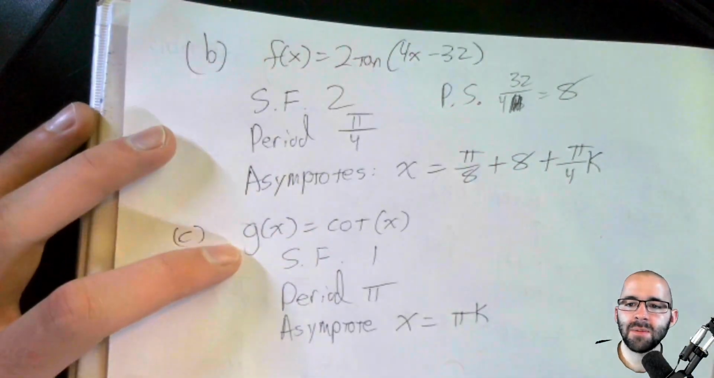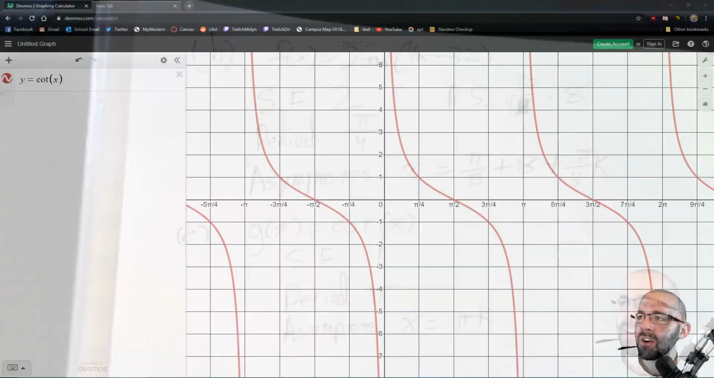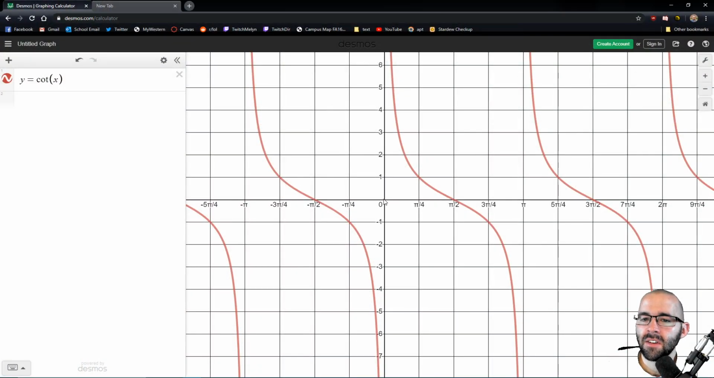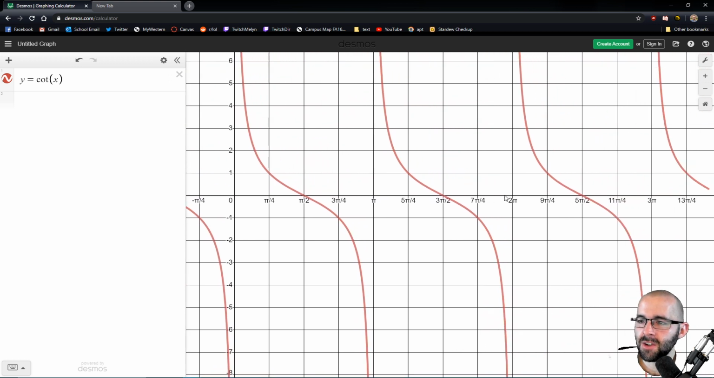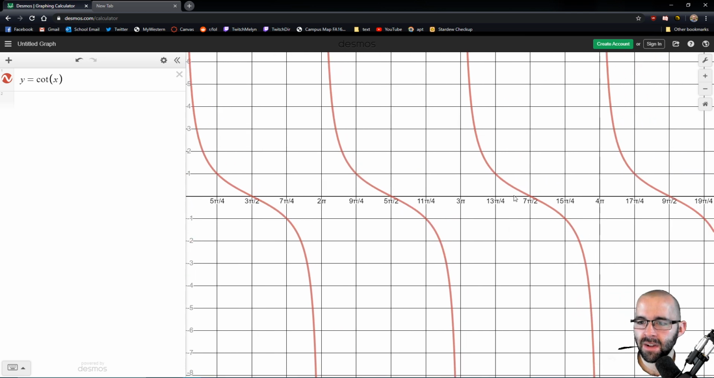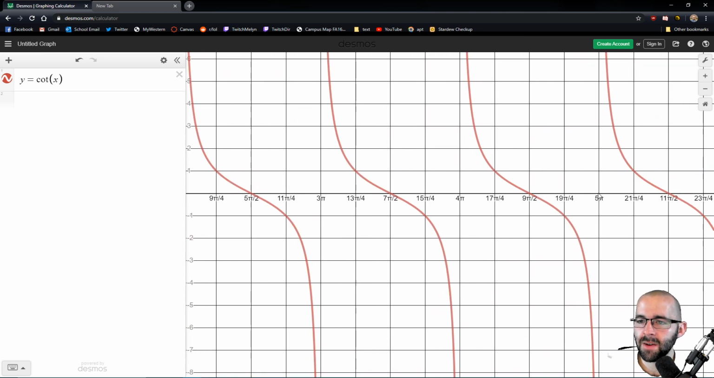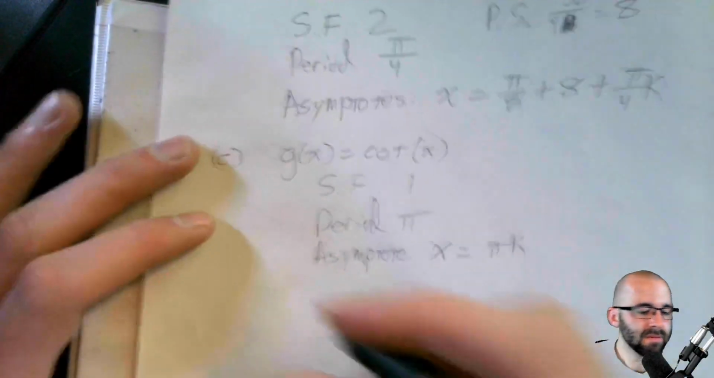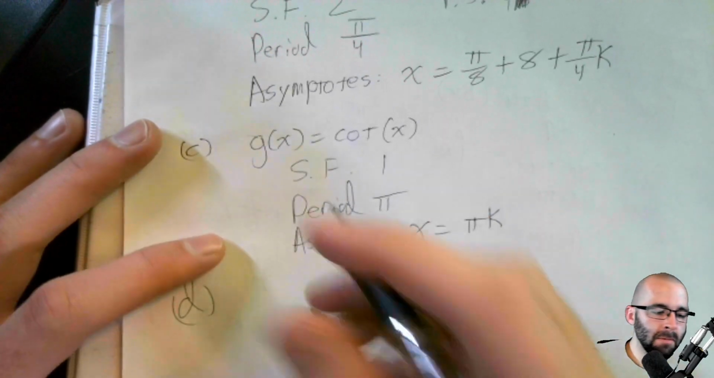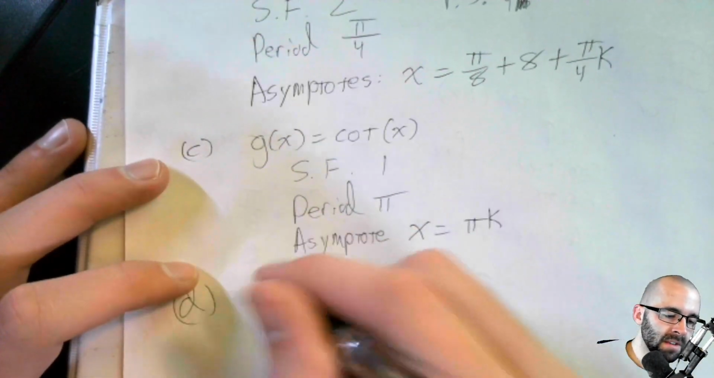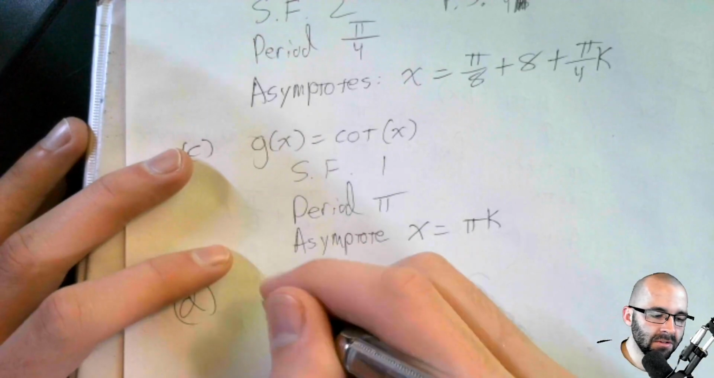So we just add as many periods as we want, and our period is pi. So here's just pi times k. And you can see that over here, right? Pi times 0 is 0. Yep, there's an asymptote. Pi times 1 is pi. Yep, there's an asymptote. Pi times 2 is 2 pi. Yep, there's an asymptote. Times 3, yep, asymptote. Okay, so we know we're good on this one. So let's finish up part D.